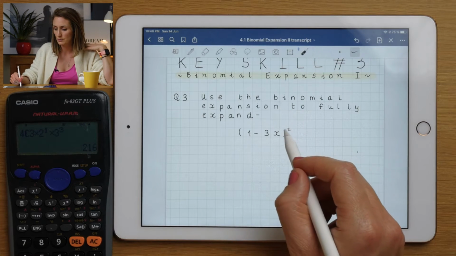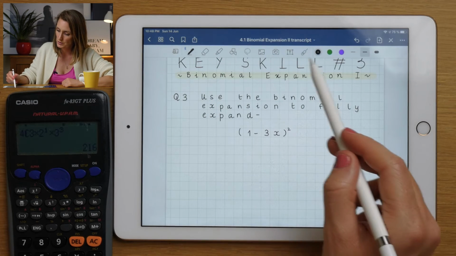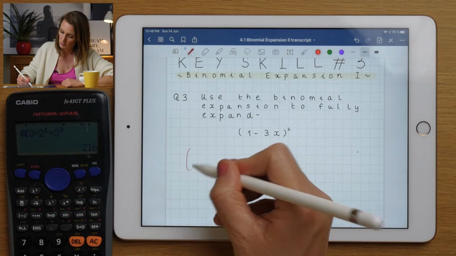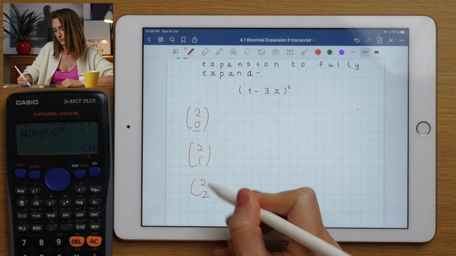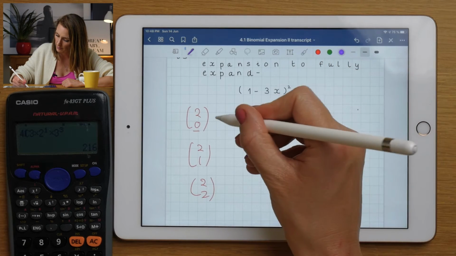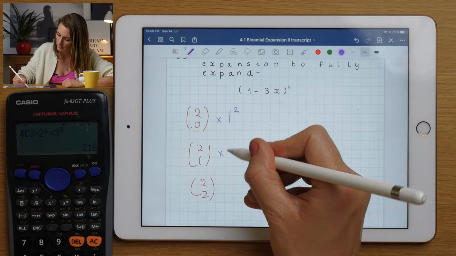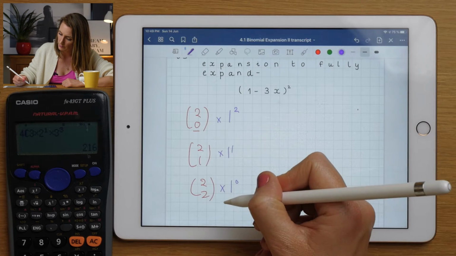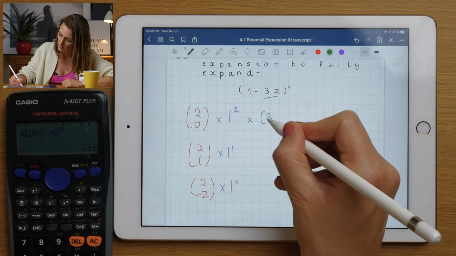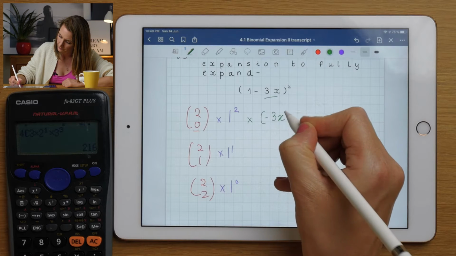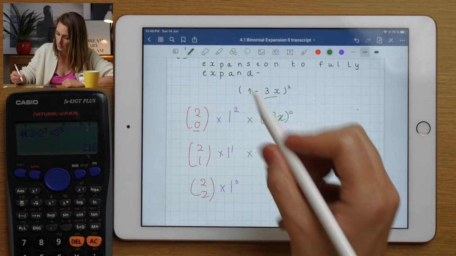Okay, now we're going to have a similar question. We're going to have a minus in the mix. So in this case here, the n is going to be 2. So I'm going to start with having 2 choose 0. Don't forget, you always need to start on 0. 2 choose 1 and 2 choose 2. And then we're going to have the 1 going down from 2 to 0. And we'll have the minus 3x going up, so from 0, so ascending powers of x.